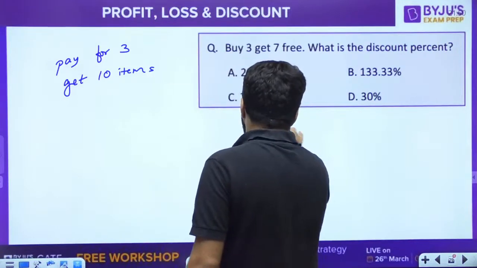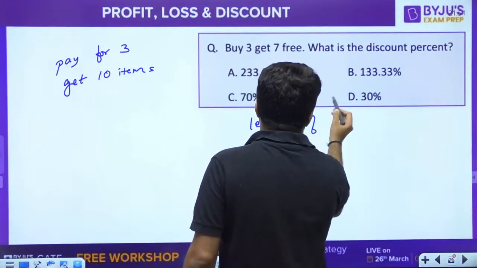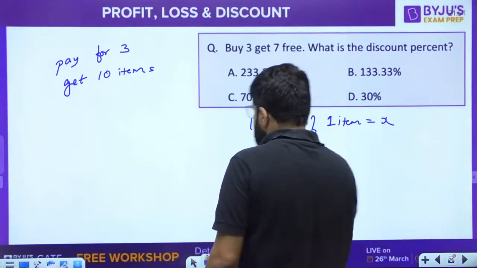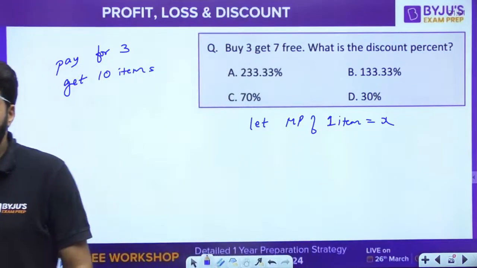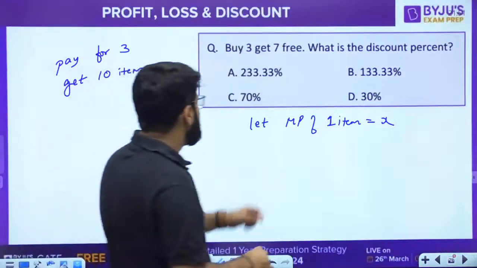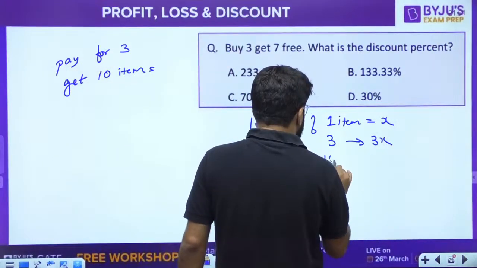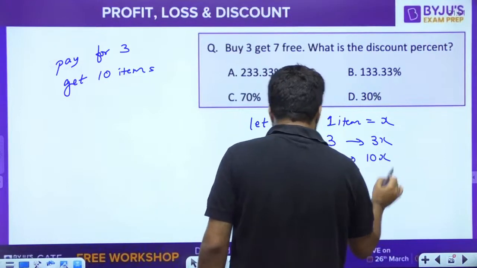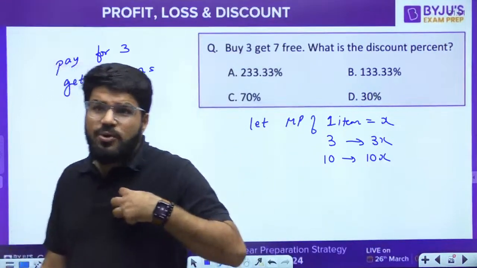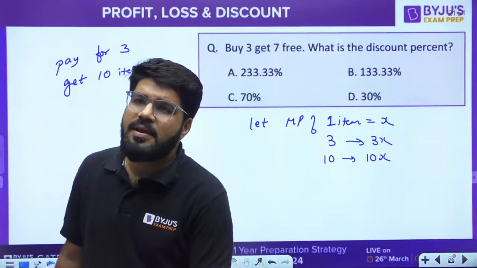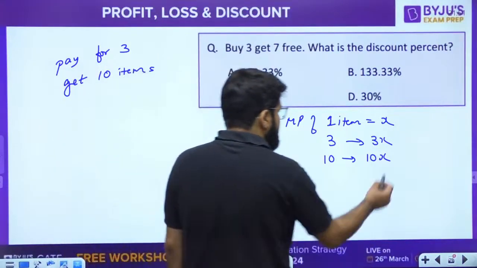Okay, let the marked price of one item be X. Simple. So 3 items cost 3X, and 10 items cost 10X. You should actually pay 10X because you are getting 10 items, but you only pay 3X. So what is the difference?